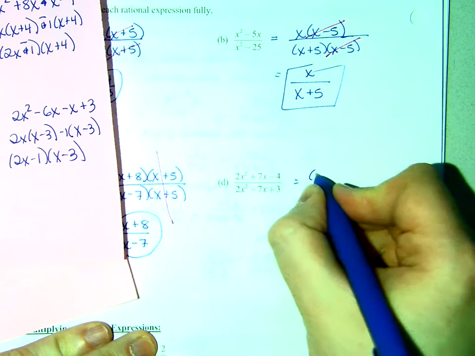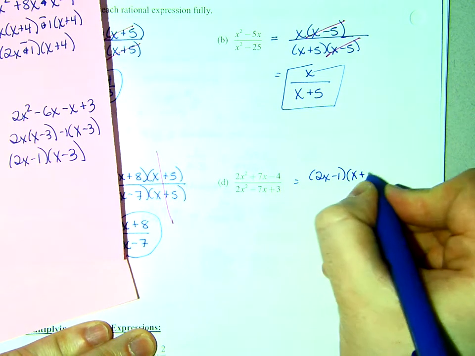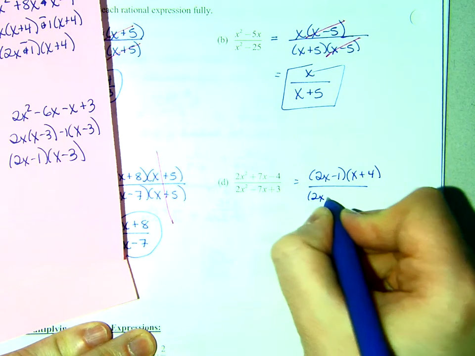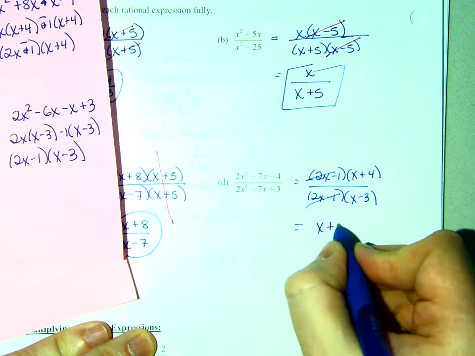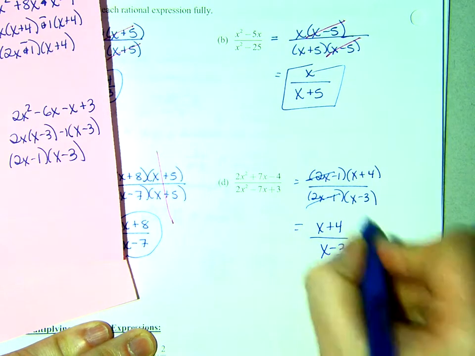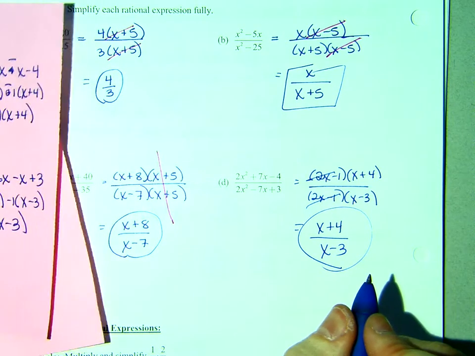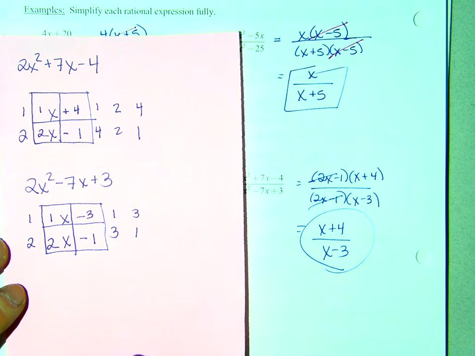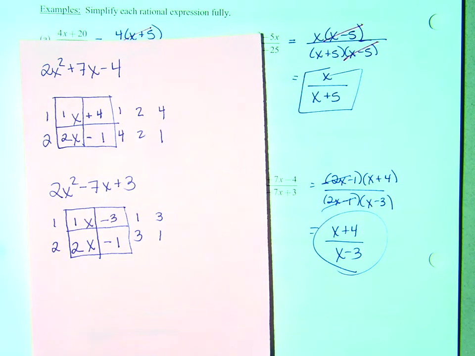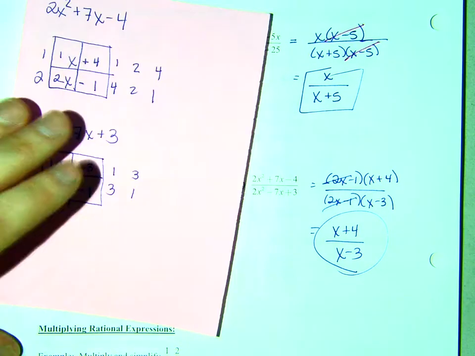Okay. 2x minus 1, x plus 4, over 2x minus 1, x minus 3, gone, gone, x plus 4 over x minus 3. You use the box. I think your box should end up looking like those. X plus 4, 2x minus 1, x minus 3, 2x minus 1. Yes, can we factor? I'm not getting much response. Yes. Okay.